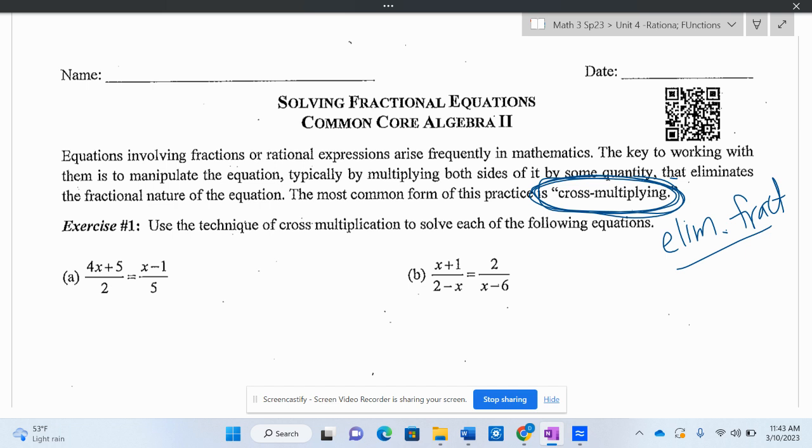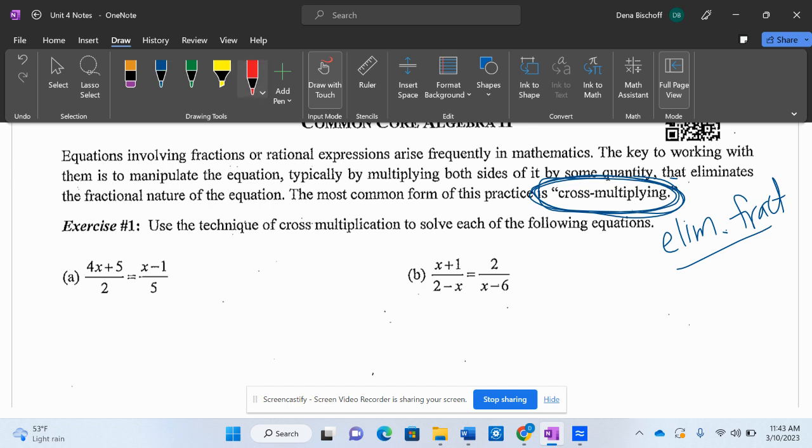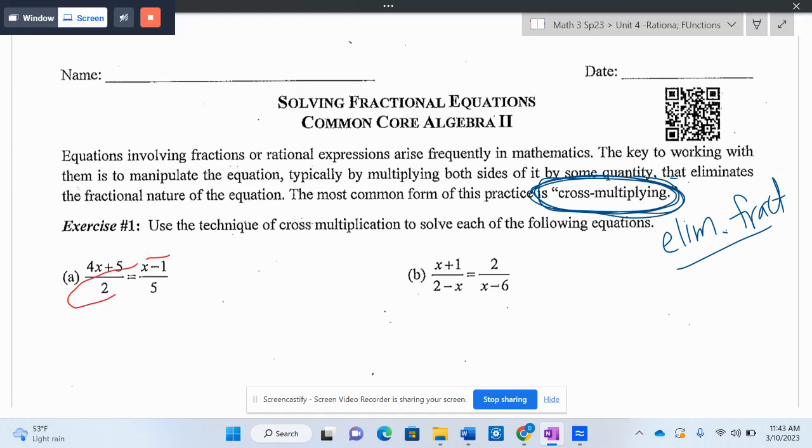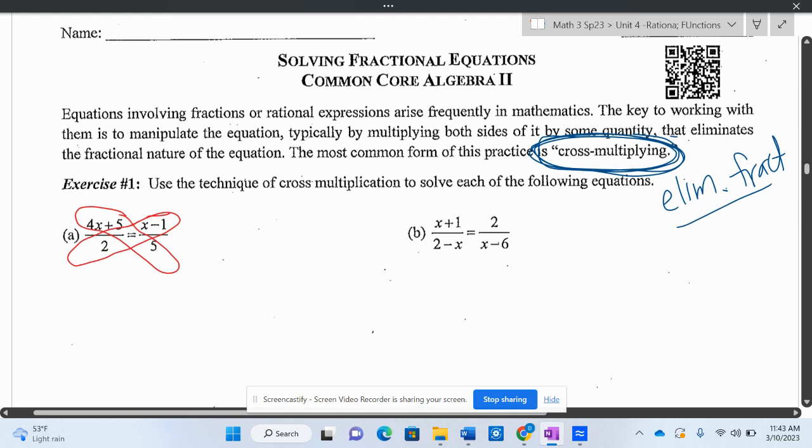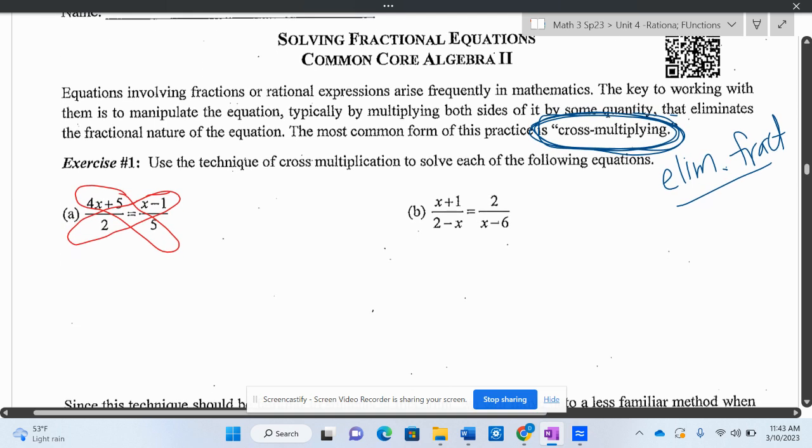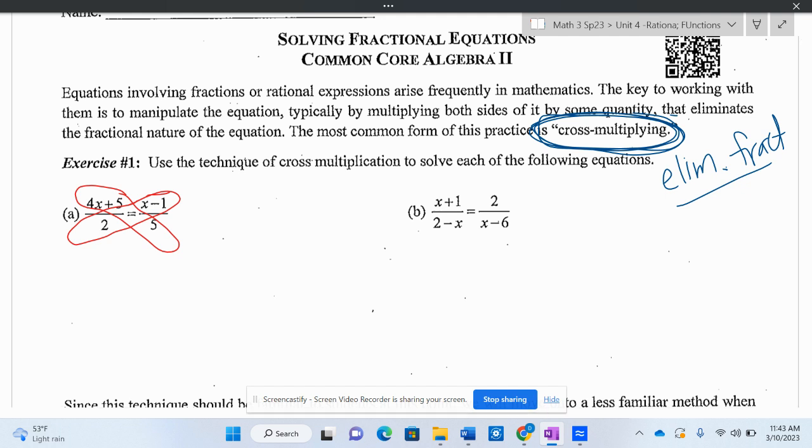So in this first example, example A, we're going to cross multiply. So what does that mean? Well, that means that I'm going to take this 2 times x minus 1, and I'm going to take this 5 times 4x plus 5. It kind of looks like a butterfly, maybe a skinny butterfly. Okay. So does it matter what stuff I put on the right side of the equal sign or what stuff I put on the left?